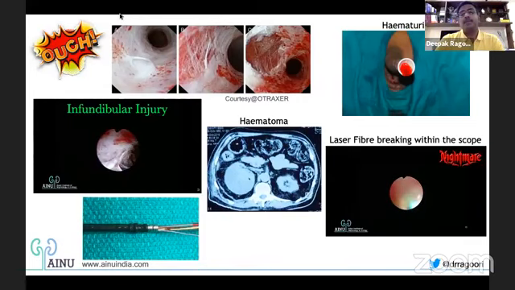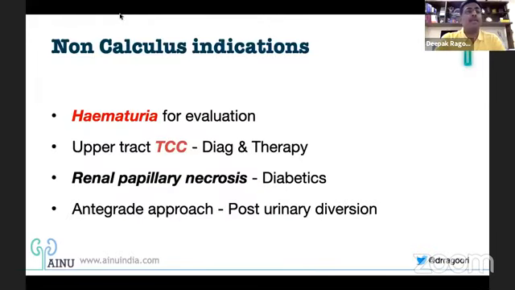Fiber breaking within the scope, and that's a nightmare. You wouldn't want to lose your scope, nor will you be able to finish your case. And of course, the most dreadful lot is getting out your flexible ureteroscope along with the ureter. That's a once in a lifetime complication. I guess no one of us would want to see that.